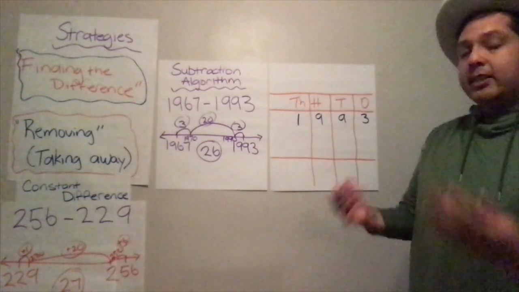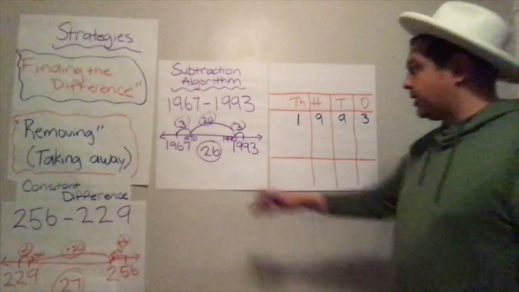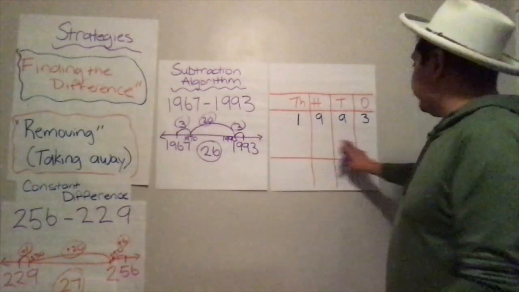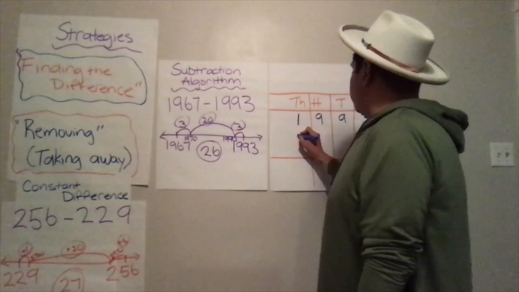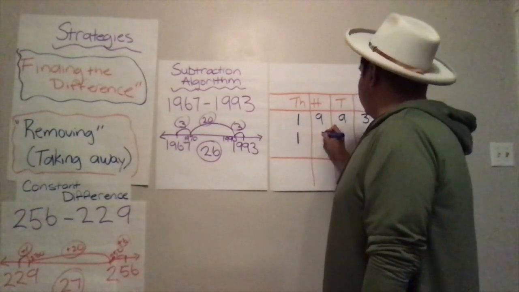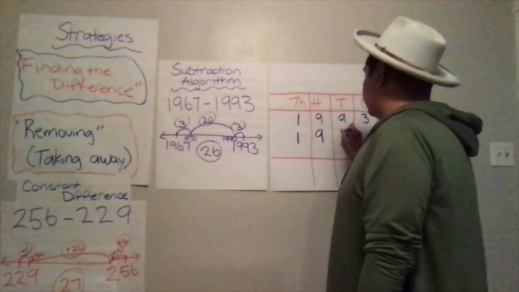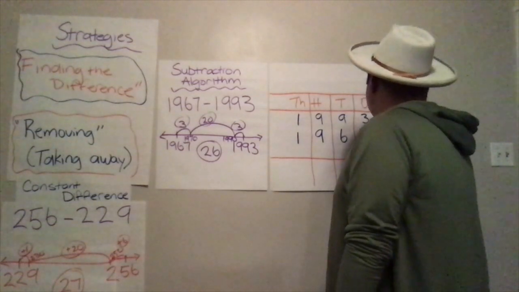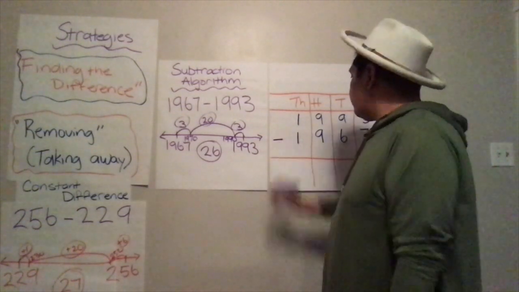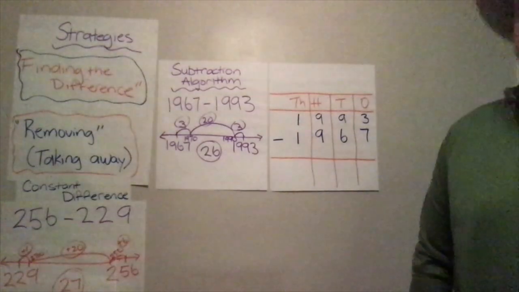Okay? I'm going to stack my other number right below it. So that's 1967. I'm going to place that underneath: 1, 9, 6, 7. Okay? I'm going to be subtracting these two numbers.